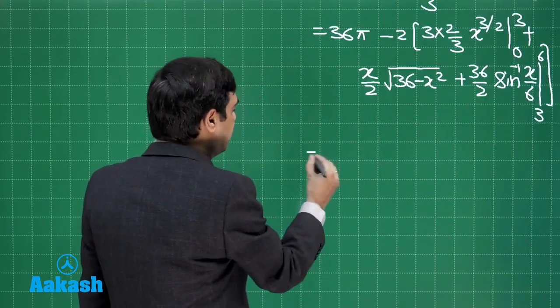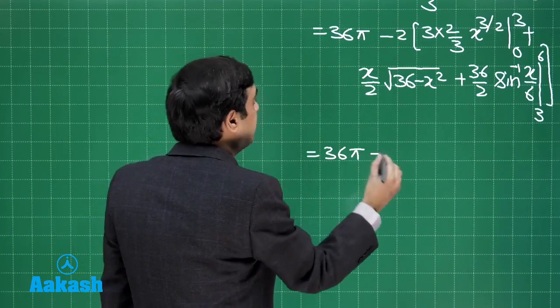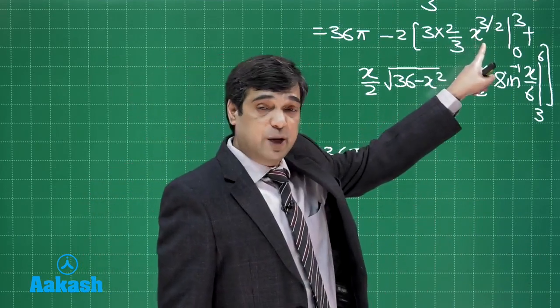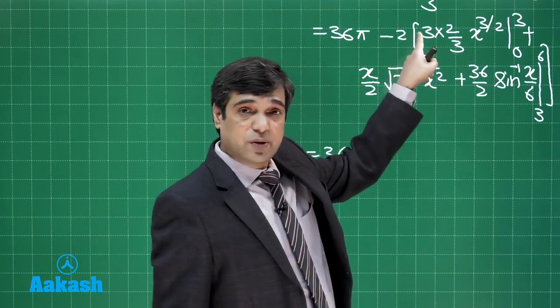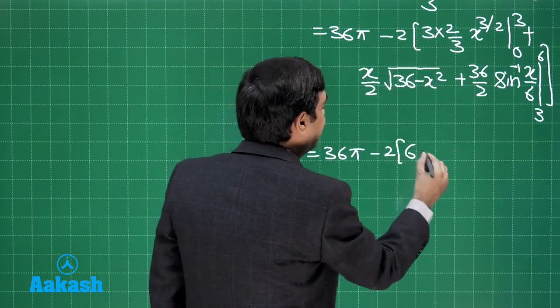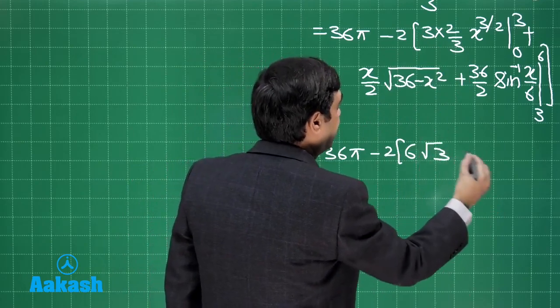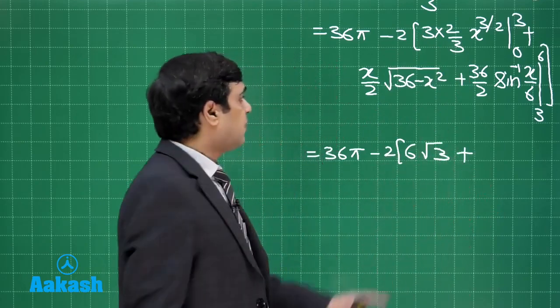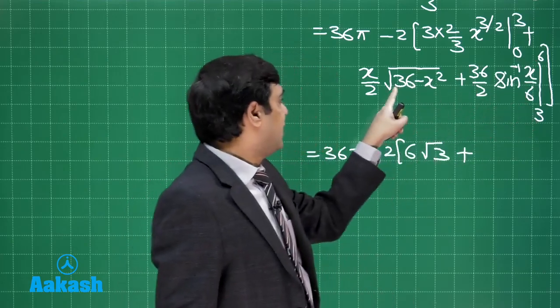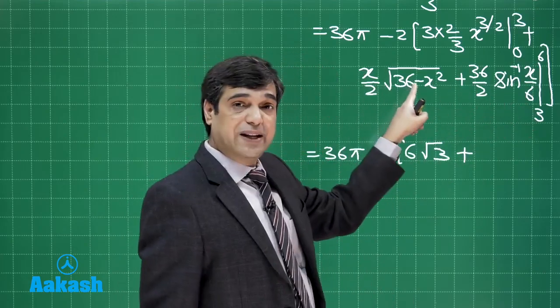So this is equal to 36 pi minus. Here I can see when you apply limit 3, it becomes 3 root 3. 1 3 is already cancelled. So we have twice of 6 root 3 plus. When you apply 6 here, it becomes 0. When you apply 3 here, it is simply 3 root 27.